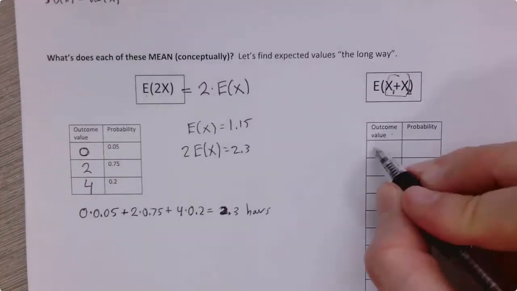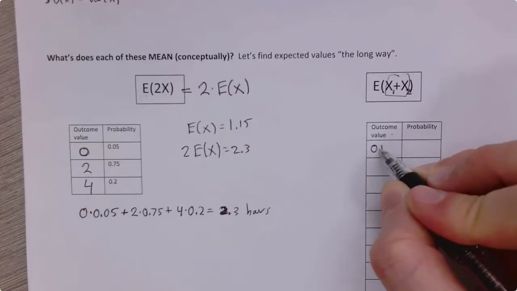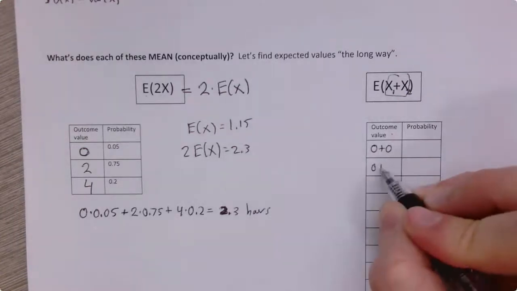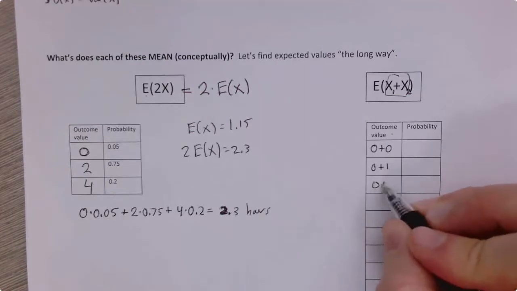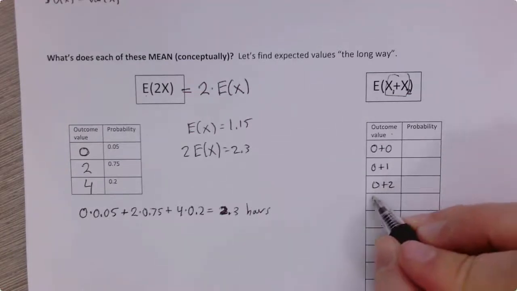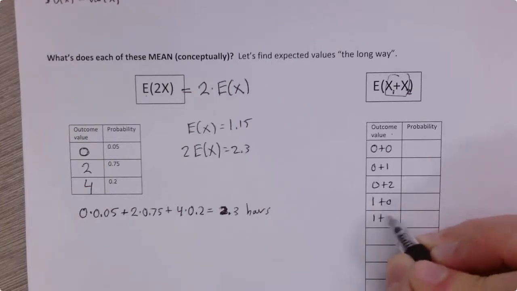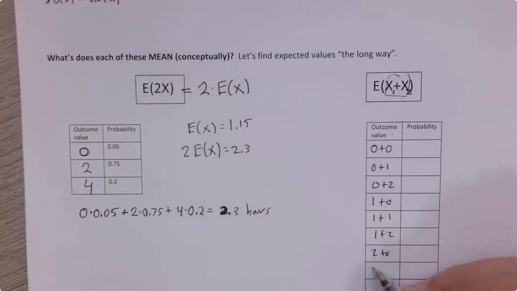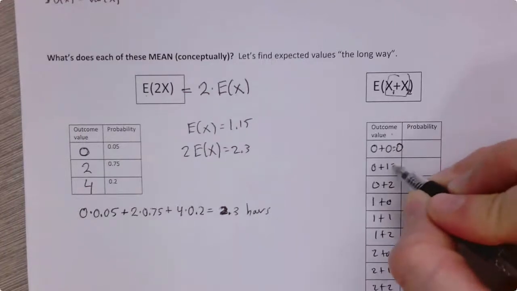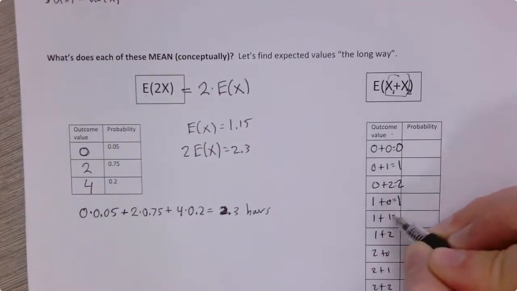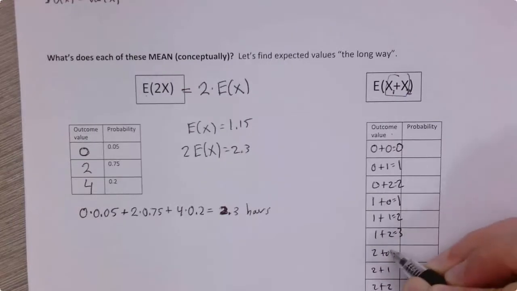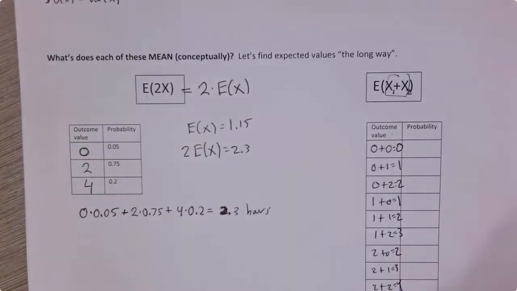So here's all the possible outcomes. Student 1 could have 0 hours, student 2 could have 0 hours. Student 1 could have 0 hours, student 2 could have 1 hour. Student 1 could have 0 hours, student 2 could have 2 hours. Student 1 could have 1 hour, and then 0 hours, 1 and then 1, 1 and then 2, 2 and then 0, 2 and then 1, 2 and then 2. So this is every single possible combination of study times for my 2 students. So here my outcome values are 0, 1, 2, 1, 2, 3, 2, 3, 4. Okay, so a lot of possible outcomes for my sum.